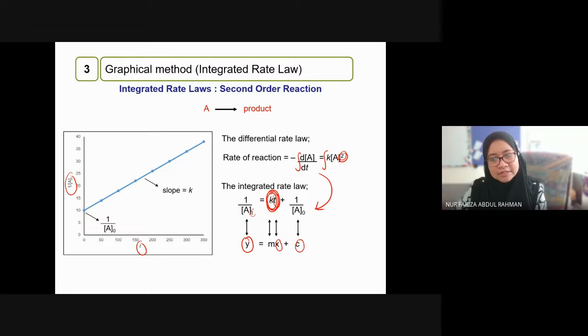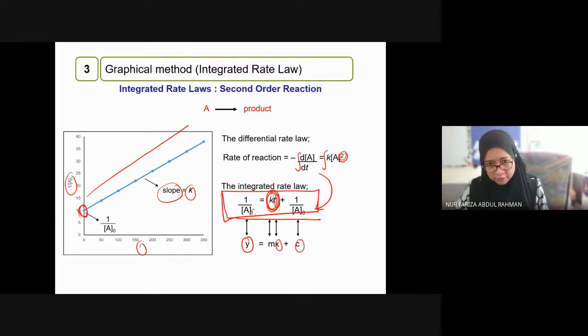From the formula itself, we can determine it directly. So it has a positive slope. That means the graph should be increasing. So this would represent the slope. Slope is equal to k. And this would be the intercept, 1 over [A]0. So this is the formula, guys. It's the same, it's just that they use 1 over the concentration, and the slope is positive. The value should be positive.